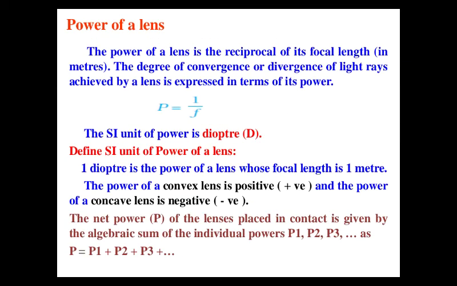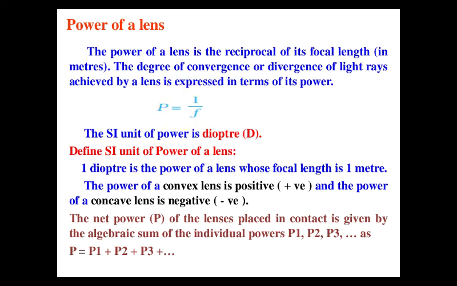Next is power of lens. The power of a lens is the reciprocal of focal length in meters, and the degree of convergence or divergence of light rays achieved by the lens is expressed in terms of its power. As we discussed, the convex lens converges the rays of light, and the concave lens diverges the rays of light. To say to what extent they converge or diverge the rays of light, that term is given in the form of power of the lens, by the formula power equal to 1 by focal length.